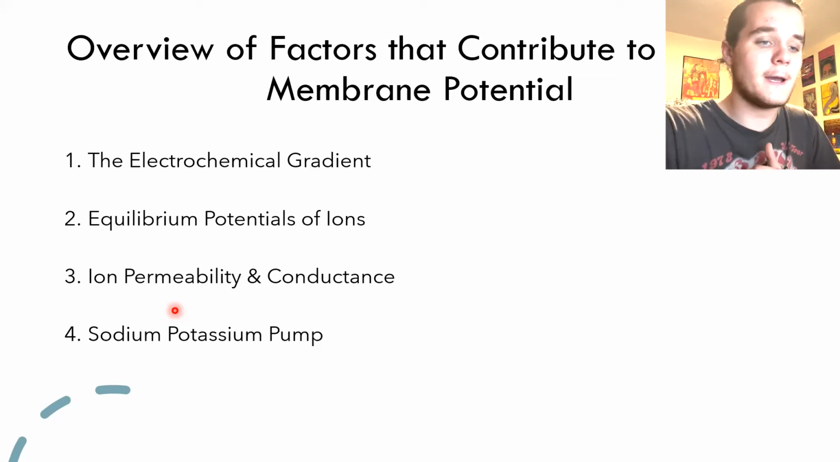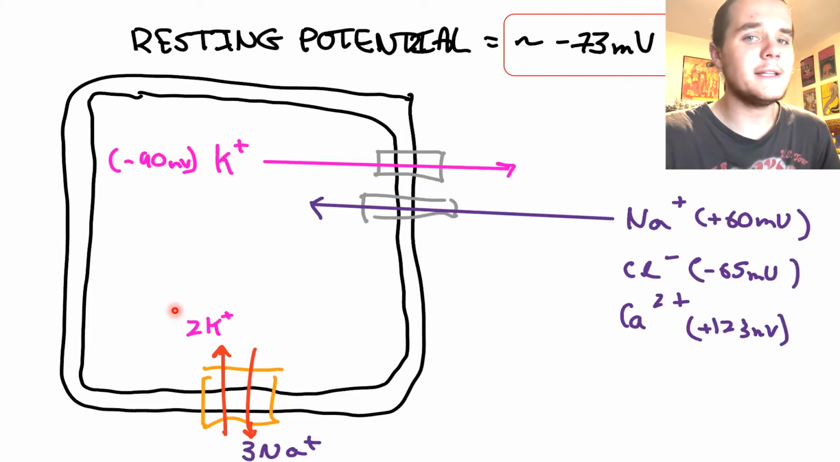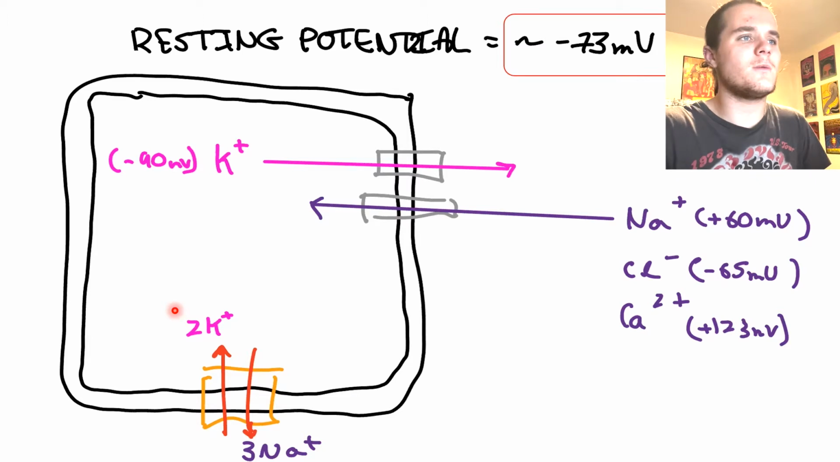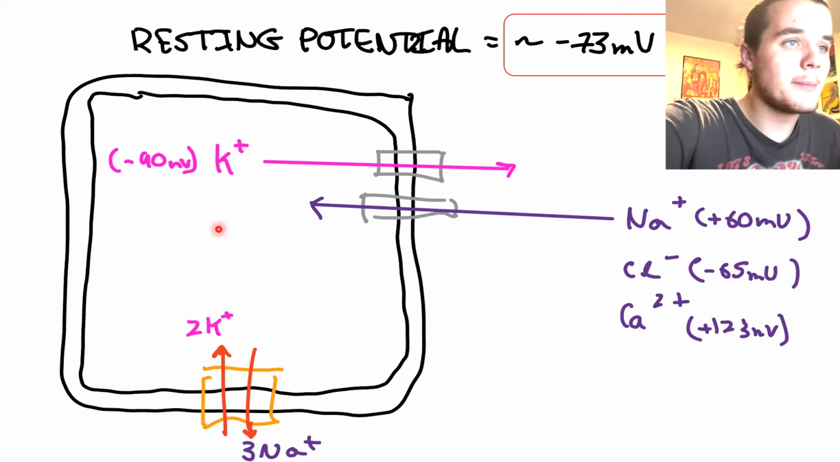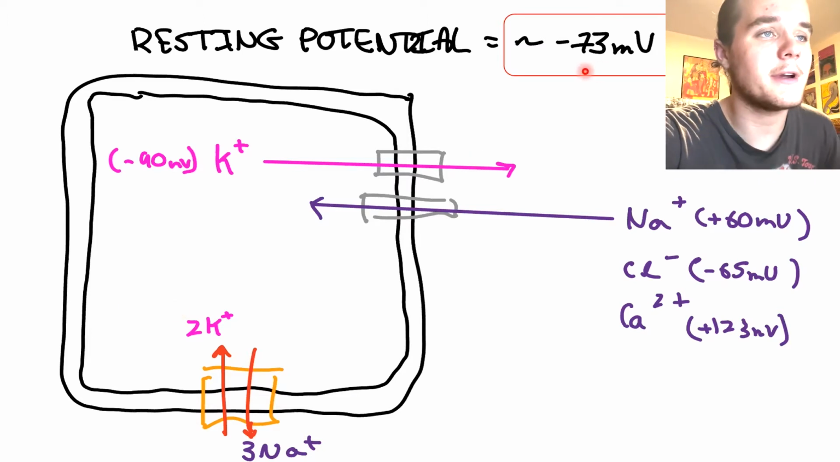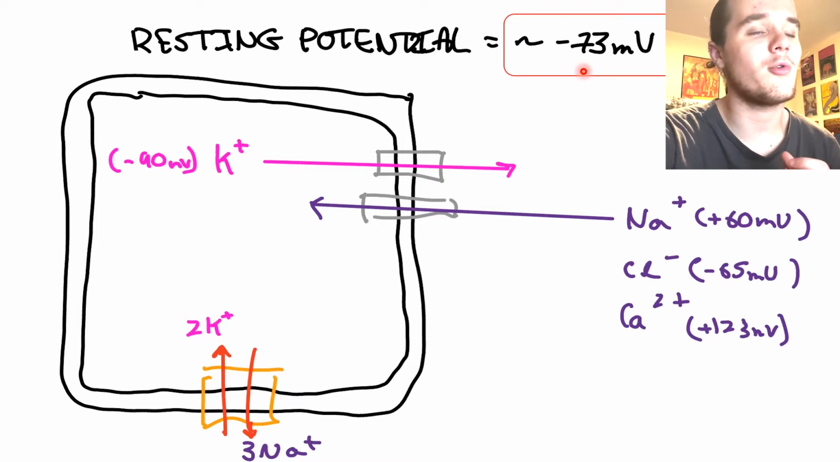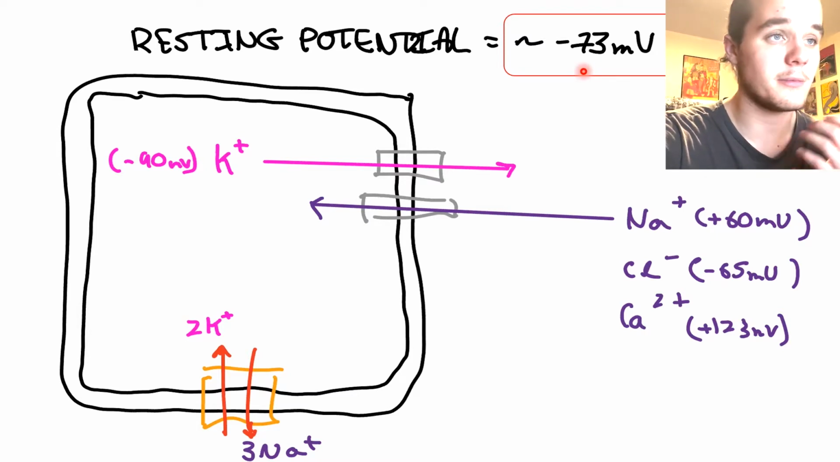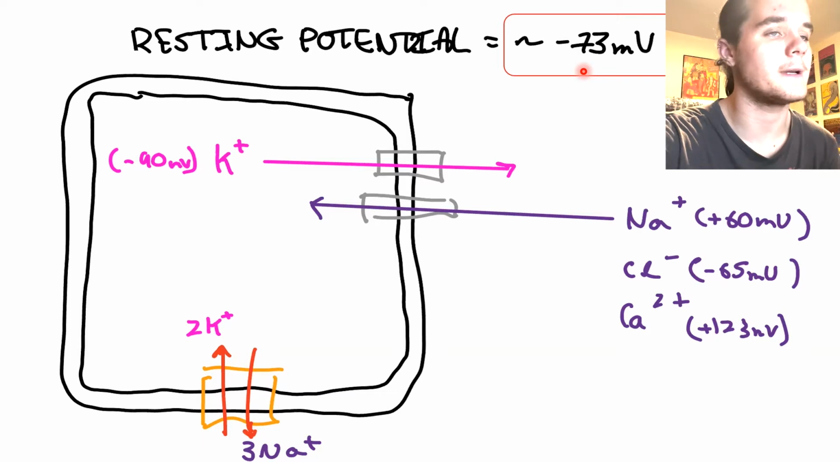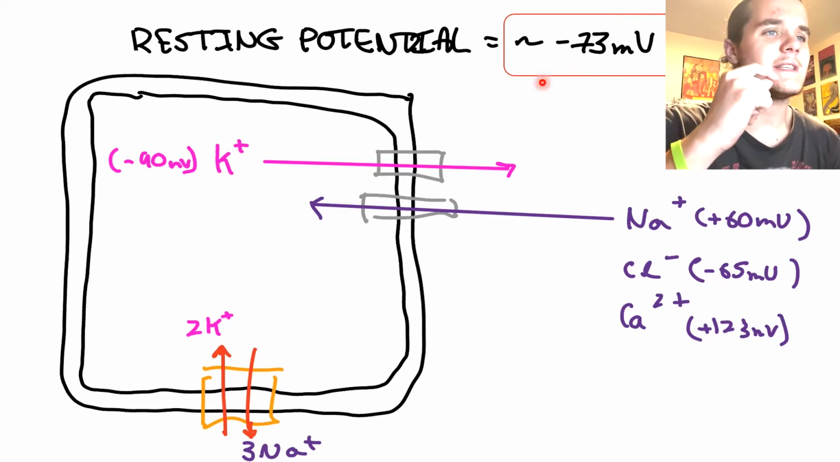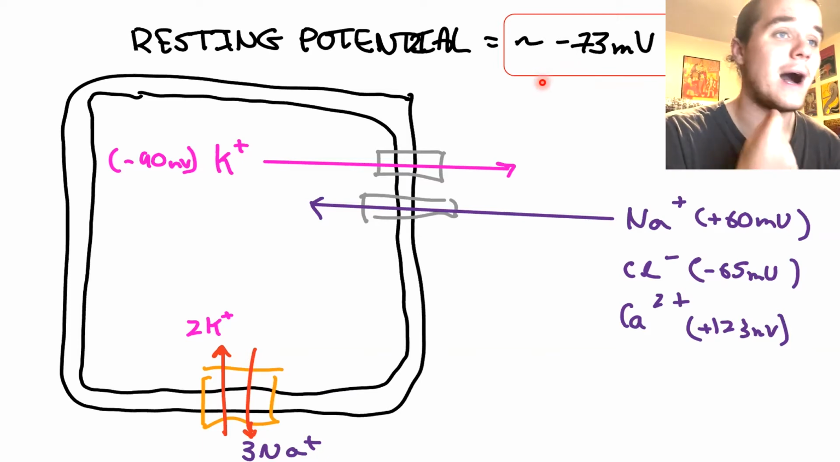pump. Let's go ahead and look at this diagram. I think it'll allow us to see how these factors influence the resting membrane potential and give us a good understanding. As you might notice in the top part of this diagram, the resting membrane potential is roughly around negative 73 millivolts in a typical neuron. So our question is how? Why is that the case?